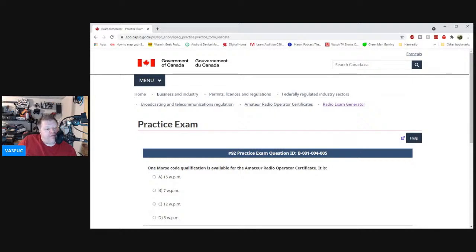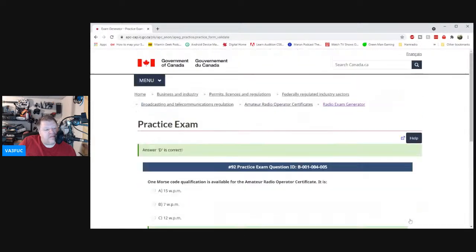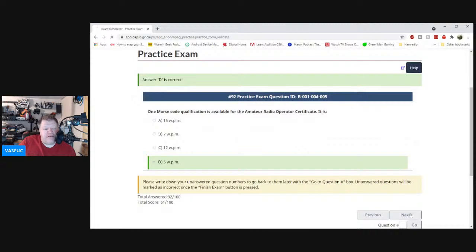One Morse code qualification that is available for the amateur radio operator certificate is 15 words per minute, 7 words per minute, 12 words per minute, or 5 words per minute. I believe it's 5 words per minute. Yeah, 5 words per minute.